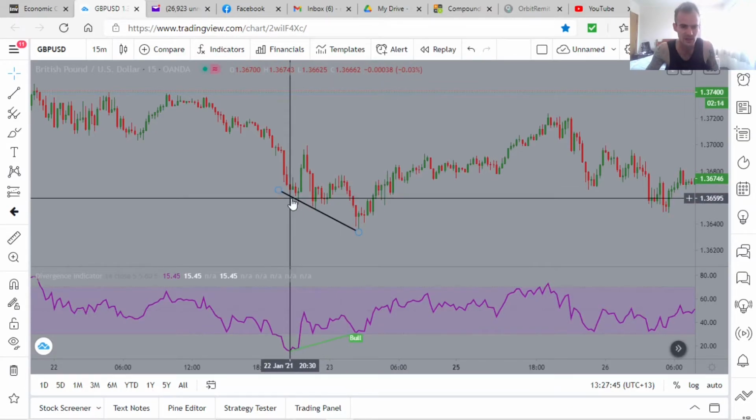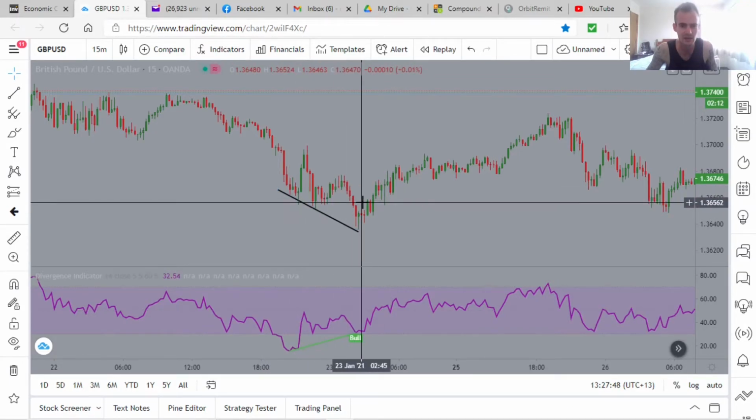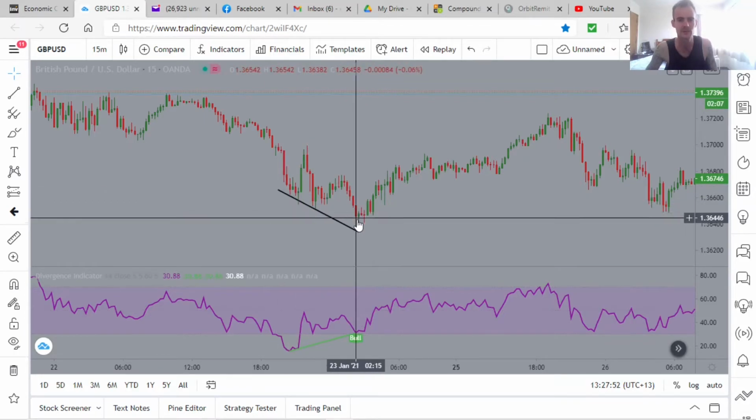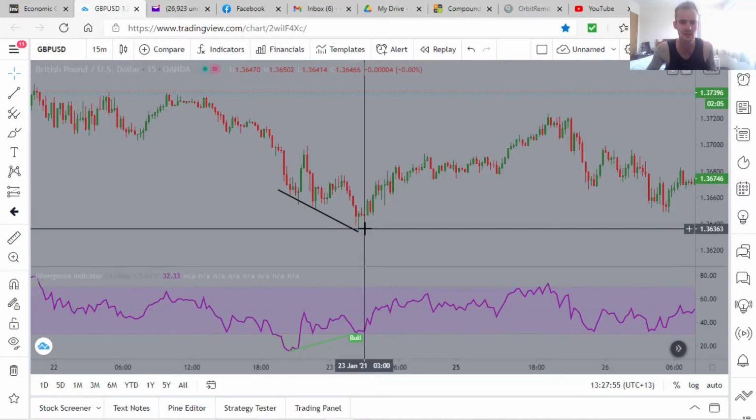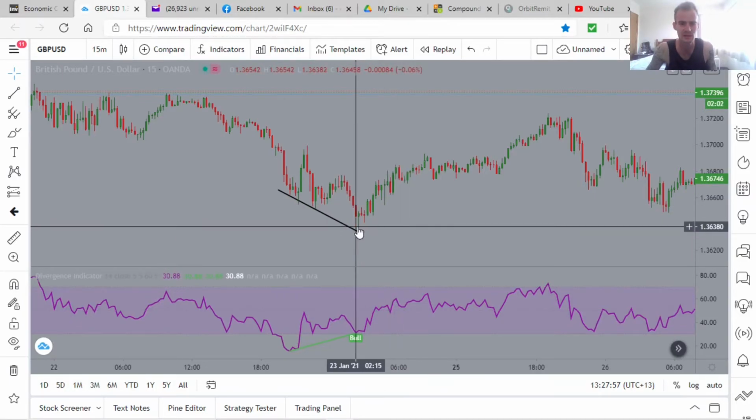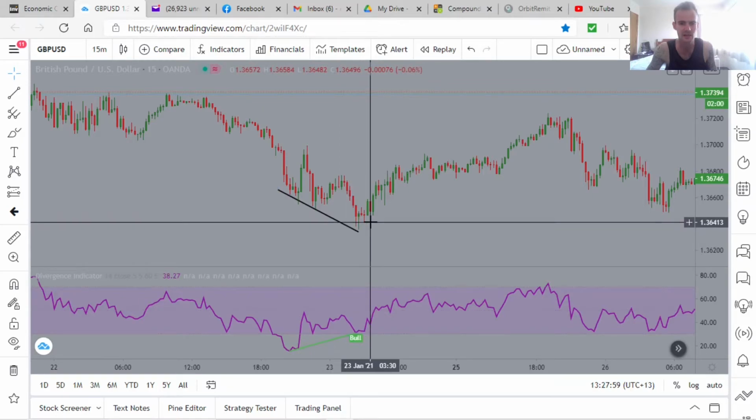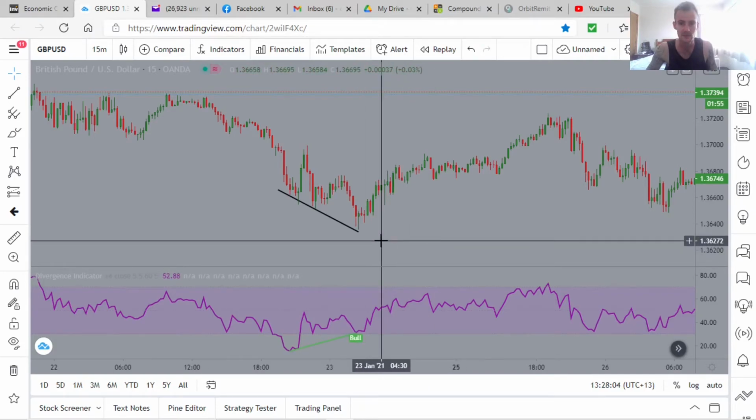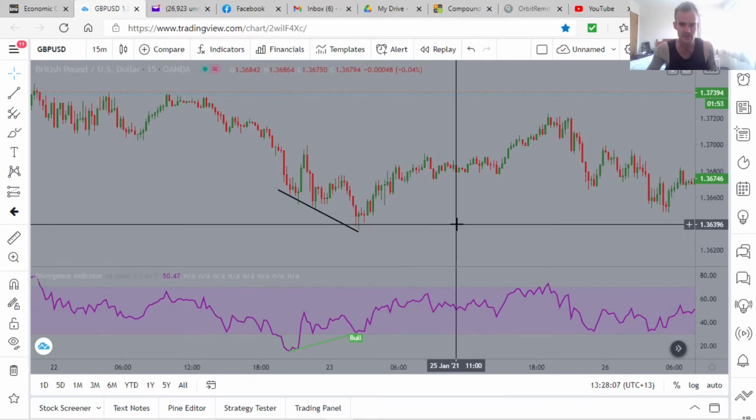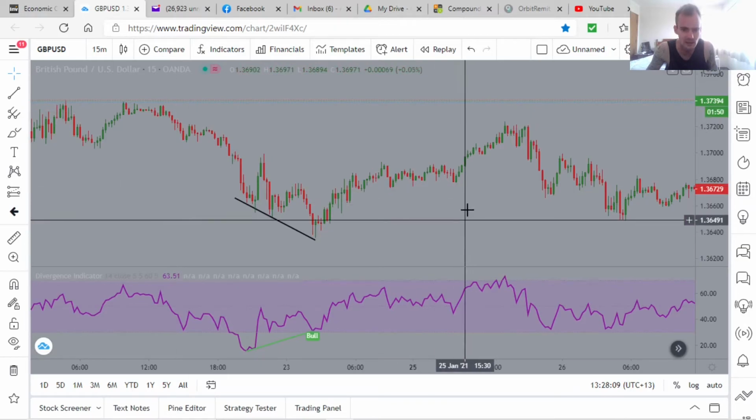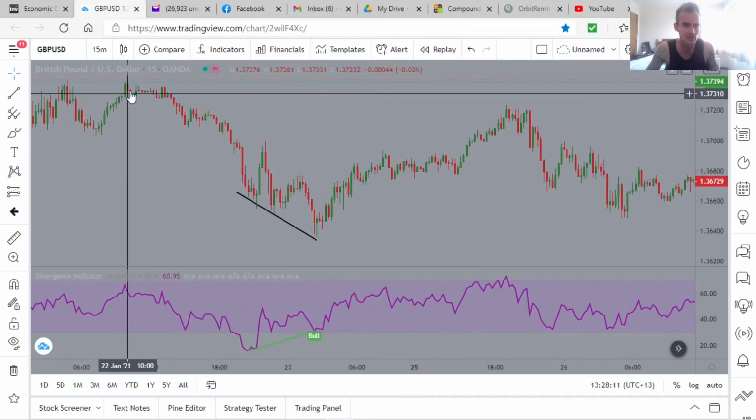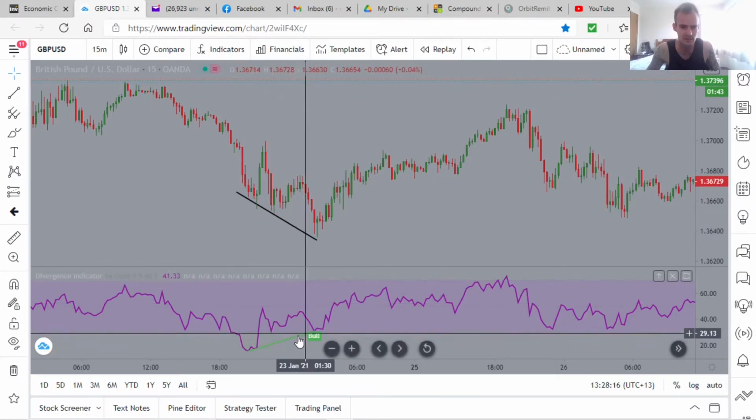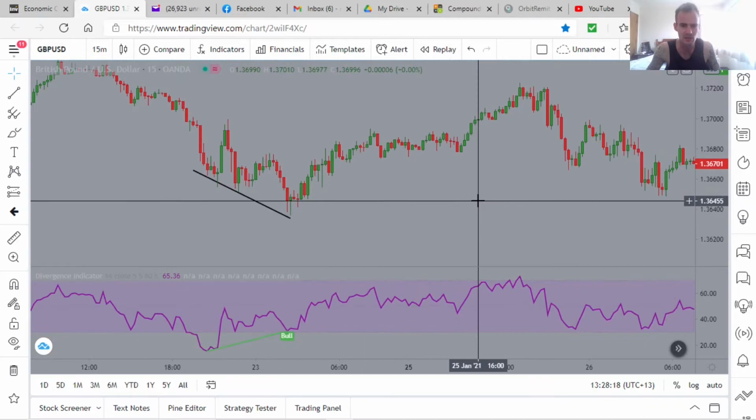Price printed a lower low, sorry. And then obviously price action showed us another lower low. And our RSI showed us a higher low. So it's diverging. The indicator's doing the opposite of what the price action is doing. Then what are we looking for? So first of all, we're looking for our overextension. Then we're looking for our divergence. And then thirdly, we're looking at price action.